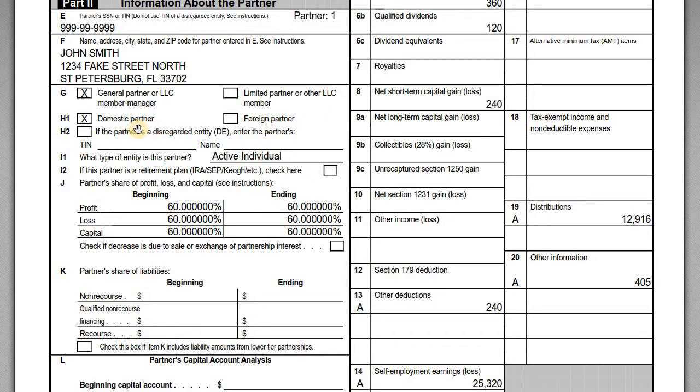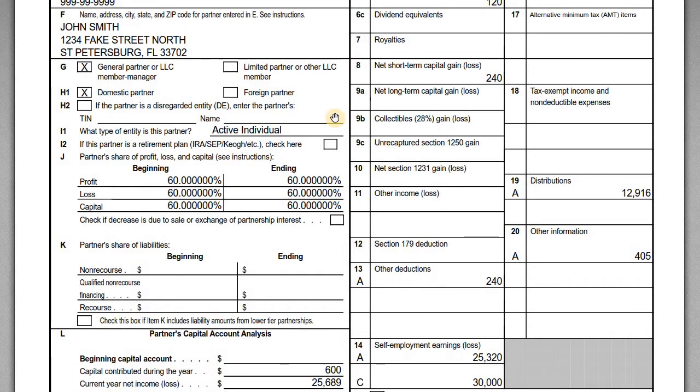And then H1 is domestic versus foreign. Again, pretty straightforward. Domestic just means, is this partner a U.S. person? So is it a U.S. individual? Is it a U.S. company? If so, then it's a domestic partner. Everybody else is foreign. I-1, what type of entity is this partner? There's a variety of different classifications here, right? Are you actively engaged as an individual, or are you passive? There are other classifications for just general entity types.